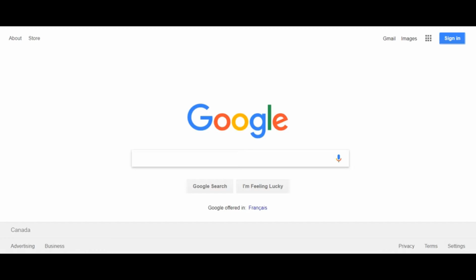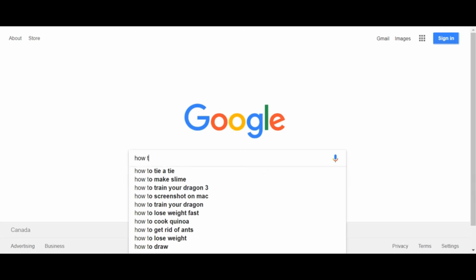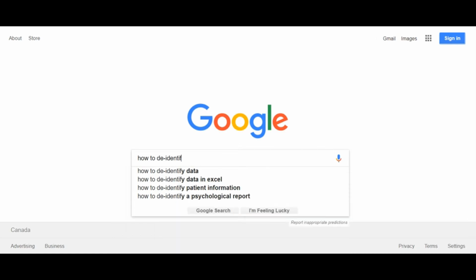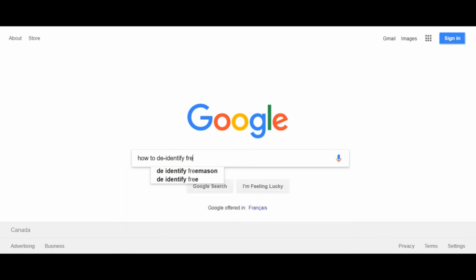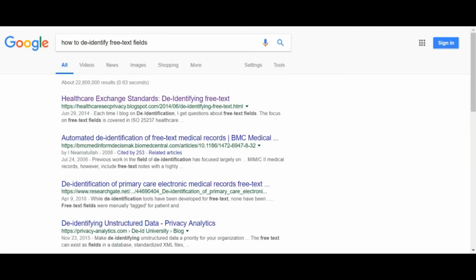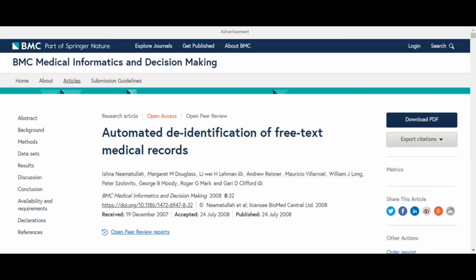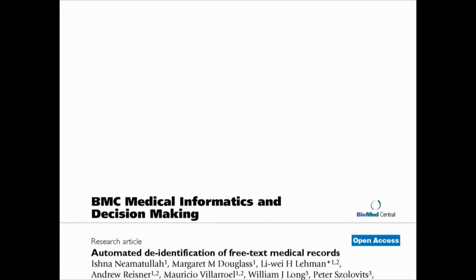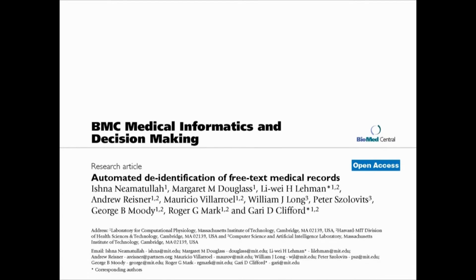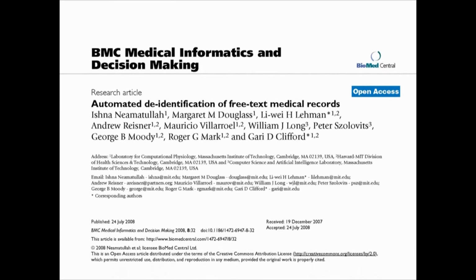But how? What do you do when you don't know how to do something? You Google how to, right? No, we didn't. We did a little review on the identification of free text fields, and a BMC paper from MIT took my attention. Interestingly enough, this is also the second result of a how-to Googling. Ishan Matola and others had developed a pattern matching identification algorithm. They developed open source software in Perl which uses a few dictionaries to identify PHI.